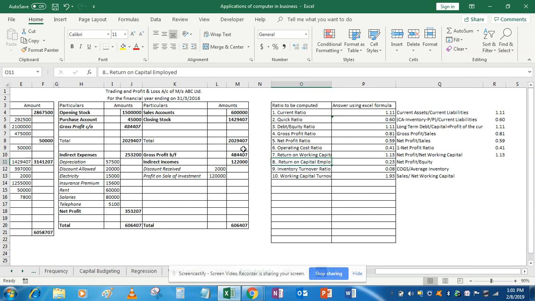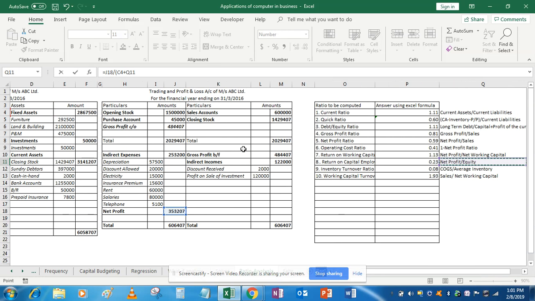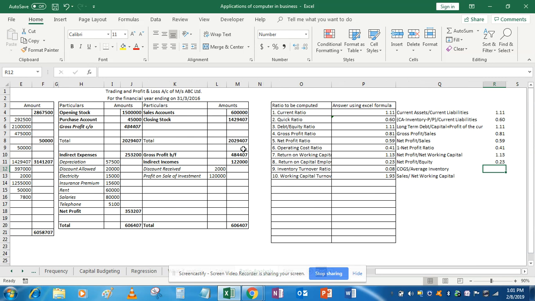Simple. Next is the return on equity. This is net profit divided by equity. This is also very simple: net profit divided by equity. And what is equity? This is the summation of capital and profit. So capital plus profit; wherever it is a mathematical function, we have to use the bracket signs. Close, and we'll get the amount.